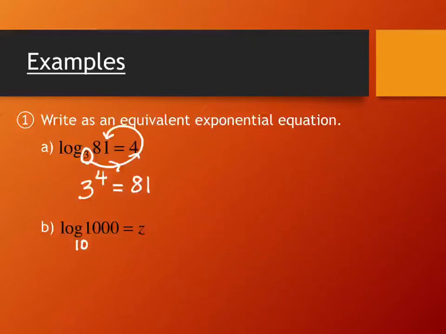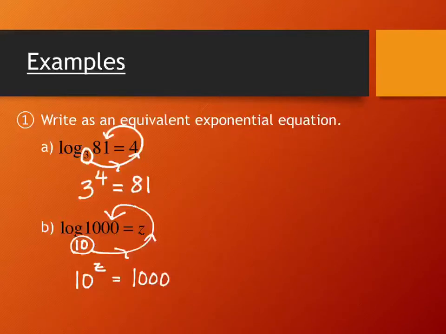But we do the same process again. We circle our 10, and we draw our scorpion tail around. The 10, which was the base of the log, is now the base of an exponential. As I move around, the exponent is what I cross to the other side to get, the z. And it lands or ends on the number 1,000. This one, we could solve. We could figure out what z is equal to, but that's not the directions. The directions are just to rewrite. So we're done at this point on the rewriting.